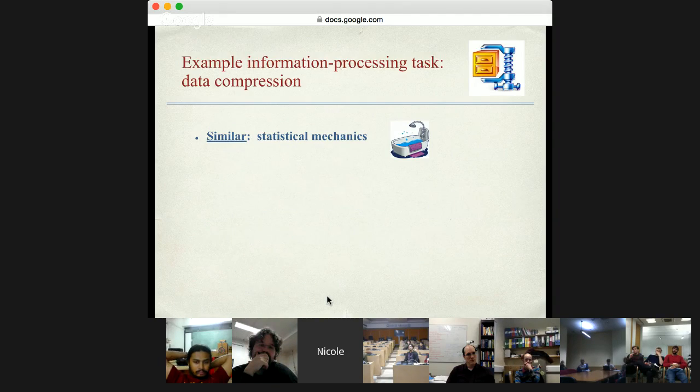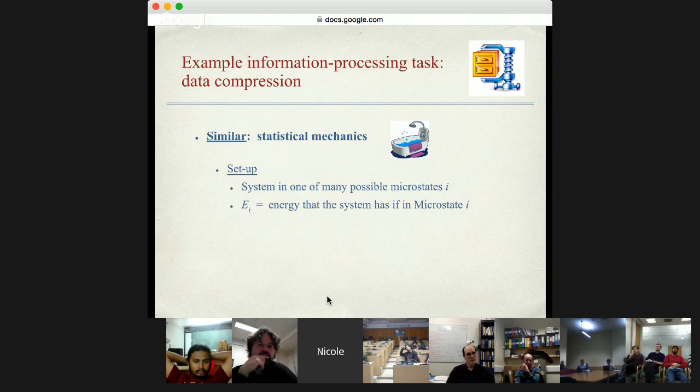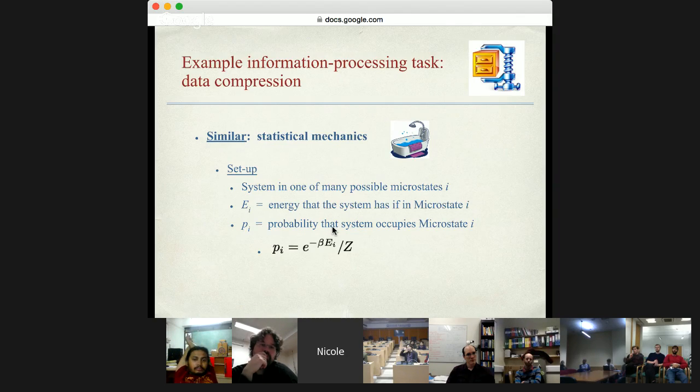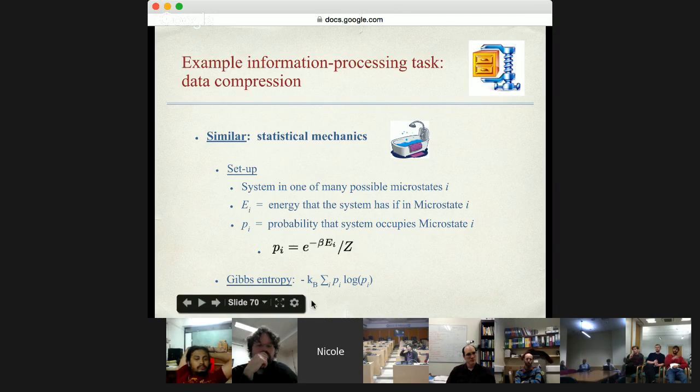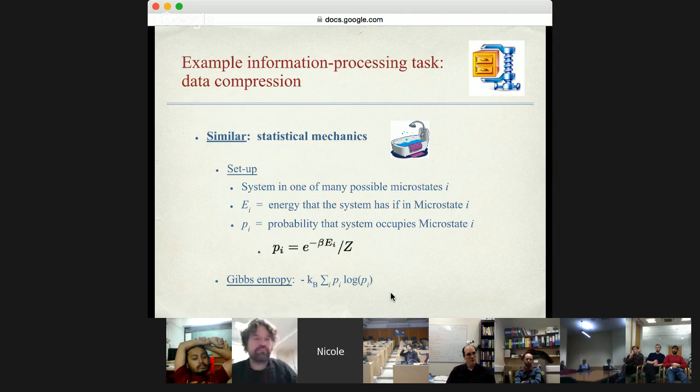We can tell similar stories about statistical mechanics and, instead of information processing tasks, energy and statistical mechanical tasks. Often we have a system that's in one of many possible microstates labeled by i. The energy is the random variable we're interested in. The energy is distributed according to some probability distribution. One very popular probability distribution in statistical mechanics is the Gibbs distribution. This is how I'm going to define the Gibbs entropy. Granted, not quite everyone is very happy with this definition, but it's pretty widely used, so I'm going to take it for granted.